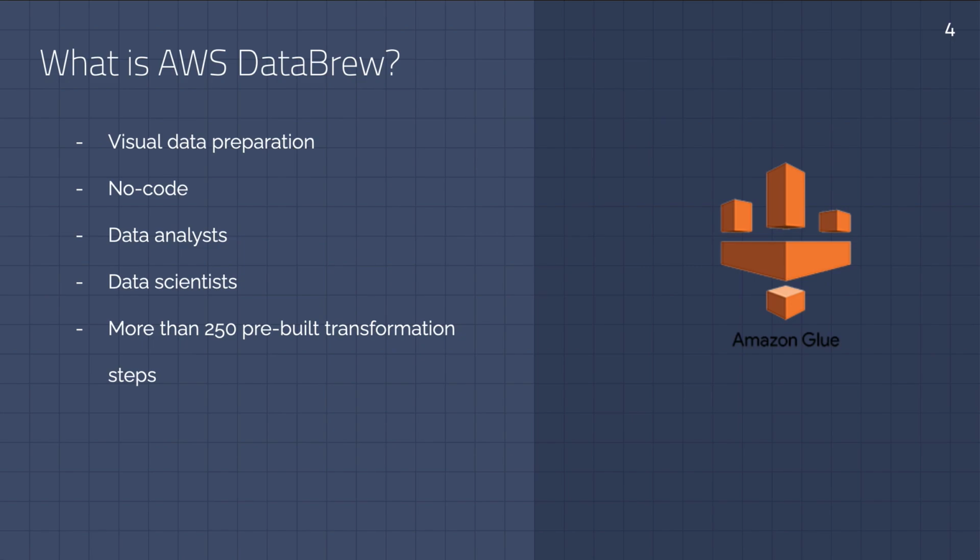Now, the big benefit of AWS Data Brew and AWS Glue is that it runs in a serverless environment. This means that there's no infrastructure for you as a user to manage. AWS Glue provisions, configures, and scales the resources that are required to run your data integration jobs. You will only pay for the resources your jobs use while actually running.